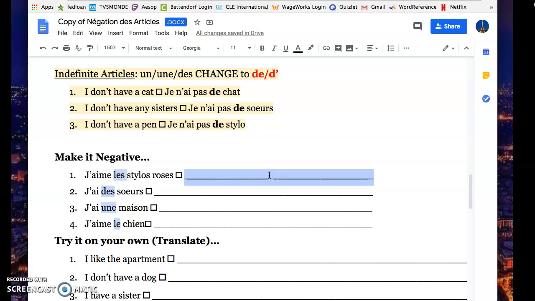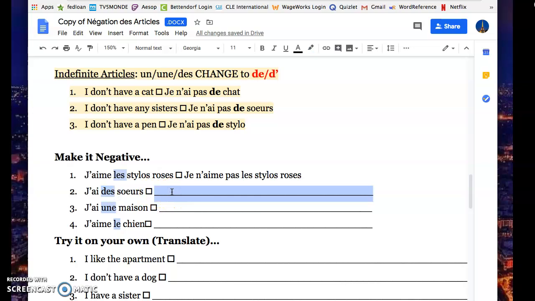So, j'aime les stylos roses. You want to make this negative, so you're going to say, j'aime is going to change to je n'aime pas. Les is your article. Stylo rose. Les is not going to change here because it's a definite article, so we leave it alone. Okay? Number 2, des is your article. Des is indefinite, so number 2 is going to get weird. In order to make it negative, instead of j'ai, you're going to say je n'ai pas. Des, we're going to come back to.